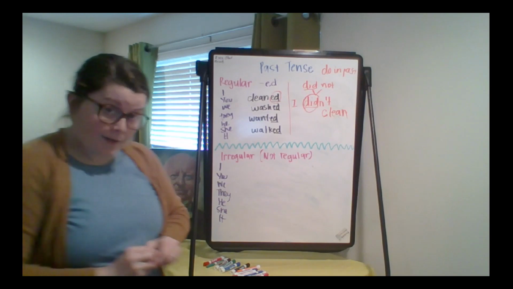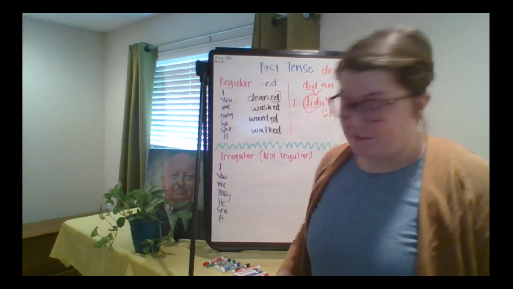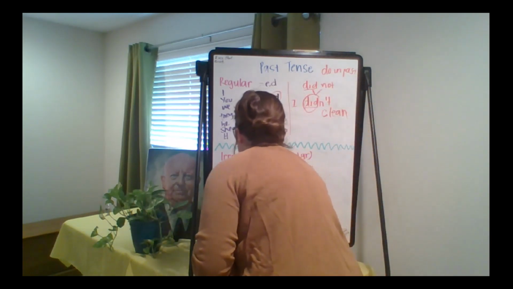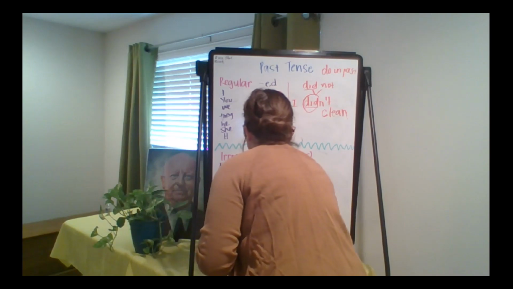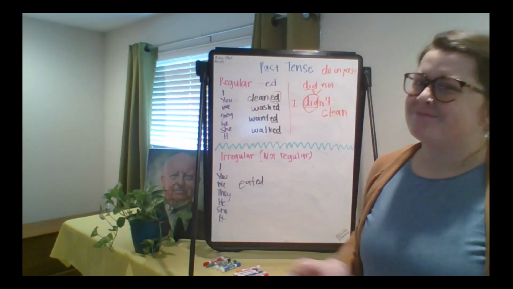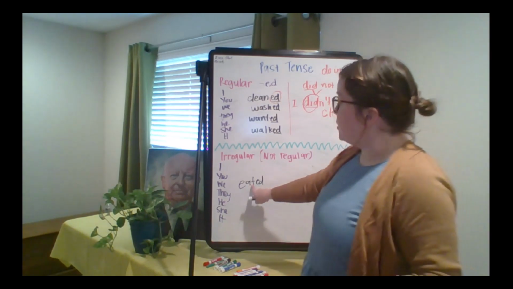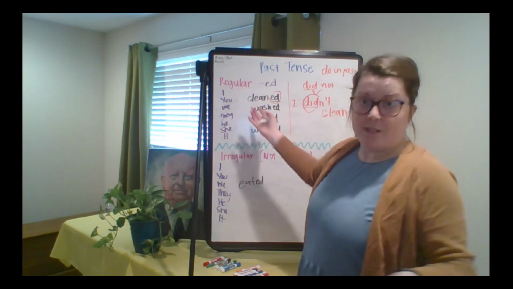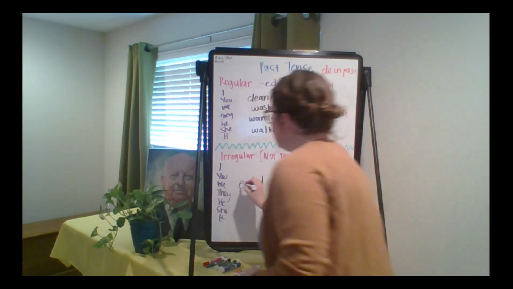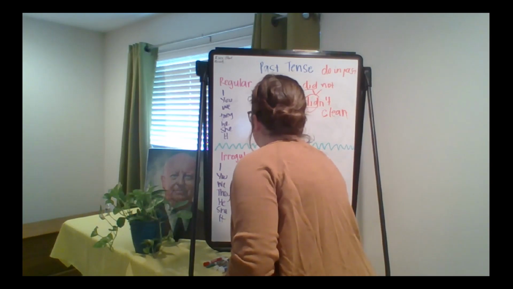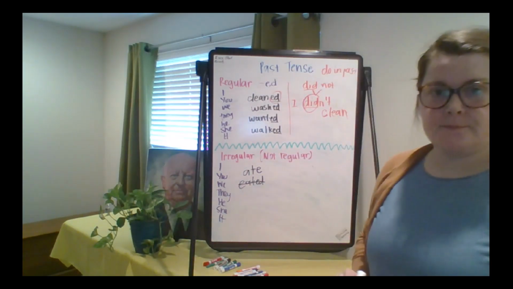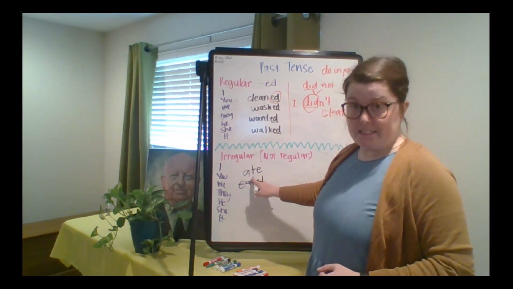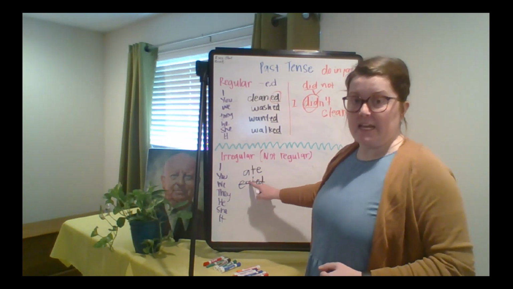Now, the hard thing about irregular is that you just have to memorize them. So, for example, it would be very easy for you to say, I eated, right? It would be very easy because maybe you don't know that eat is an irregular verb. Maybe you think it's a regular verb. Well, it's not. It's an irregular verb. So instead of saying I eated, you say I ate. Okay, so the past of eat is ate. The past of eat is ate.